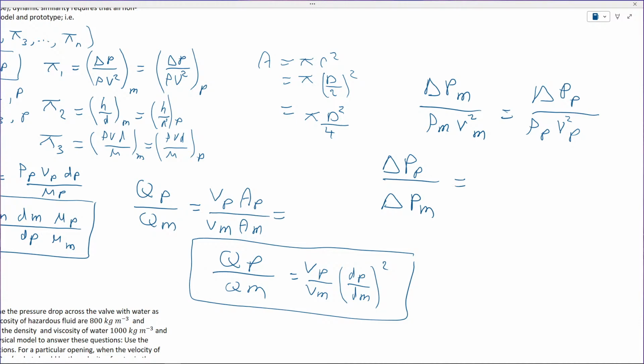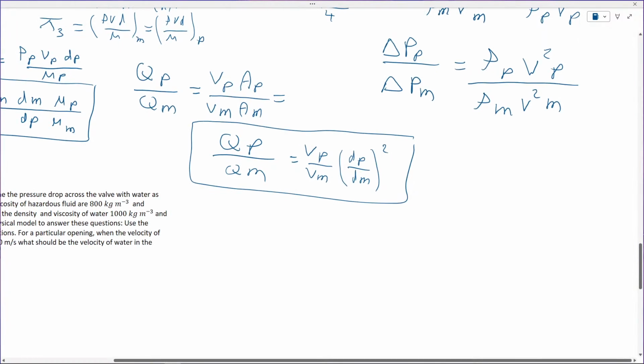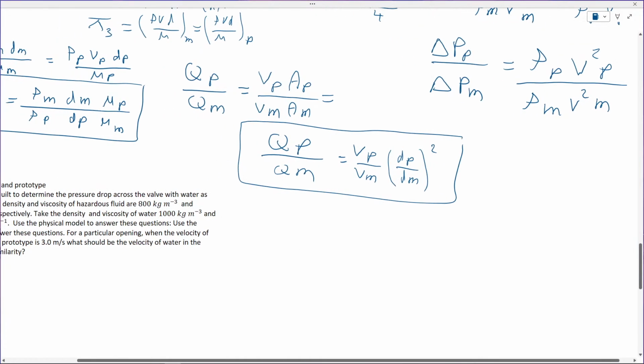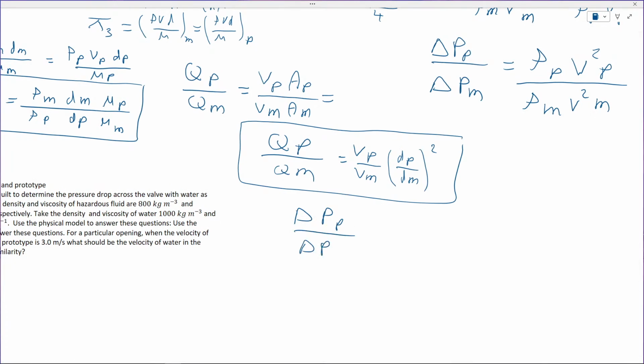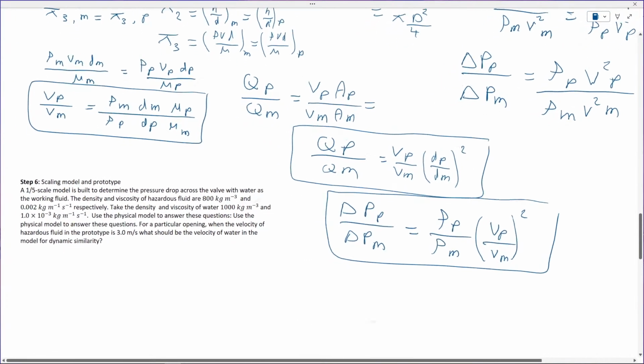So what will that be? That would be rho_p v square p over rho_m v square m, which I could also write as drop in pressure for model is equal to rho prototype over rho model, v prototype over v model, and then I take this square. Do you agree? Okay, so now we have what we have.